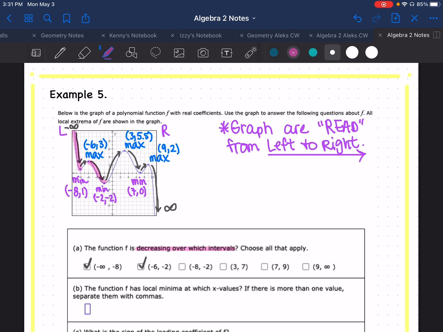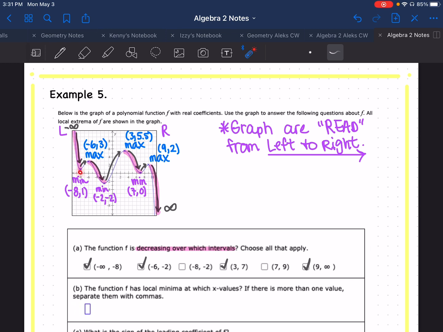I'm going to continue reading my graph. Notice if you mark it, it's much easier to answer this question. There we go, 3 to 7. And let's see, there's one more right here from the last max to the end, which is 9 to positive infinity. The ones that are left blank that I did not click, if you take a look at them from -8 to -2, my graph is increasing from -8.